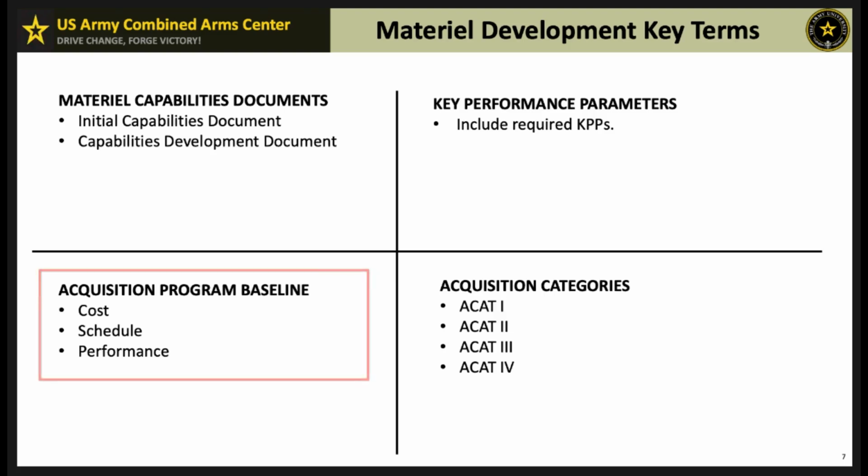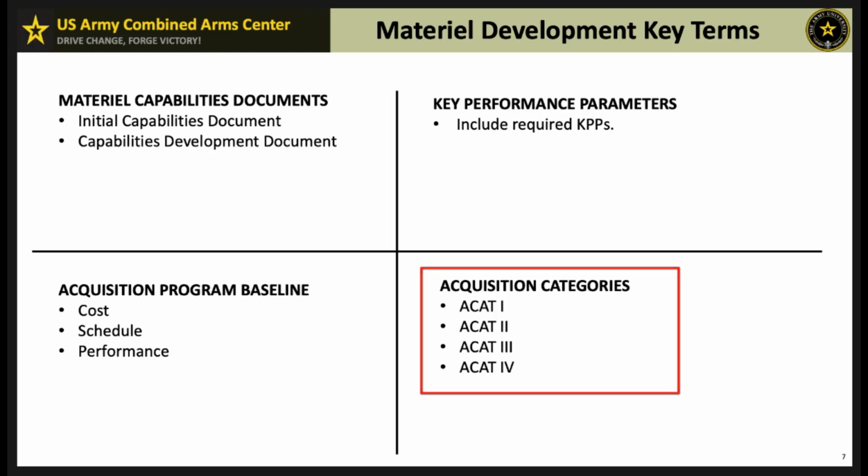Acquisition Program Baseline. Well, this is cost, schedule, and performance once again. So cost is the budgeted financial resources allocated to the project. Schedule is the timeline for the development, testing, and fielding of the system, and performance is the operational effectiveness and suitability of the system as measured by its ability to meet defined capabilities.